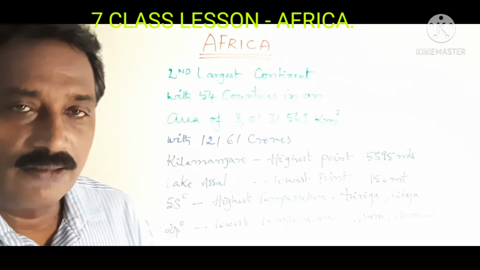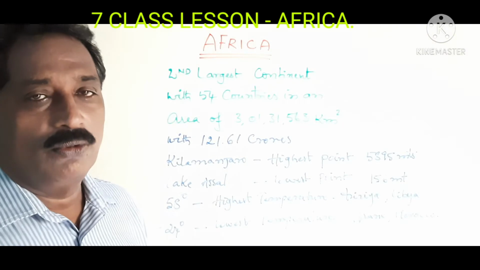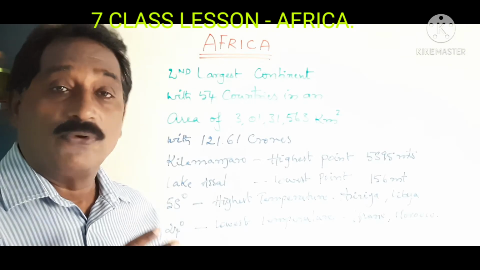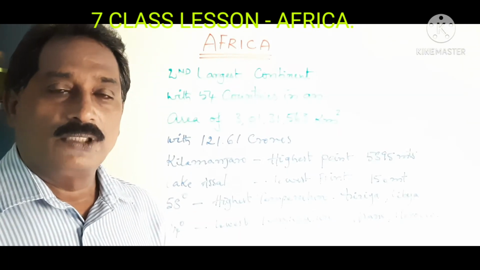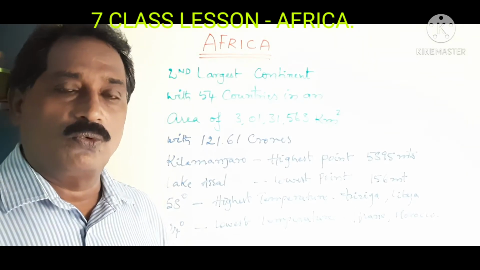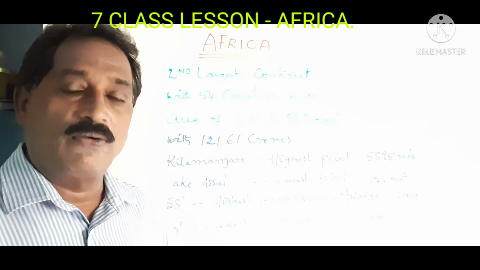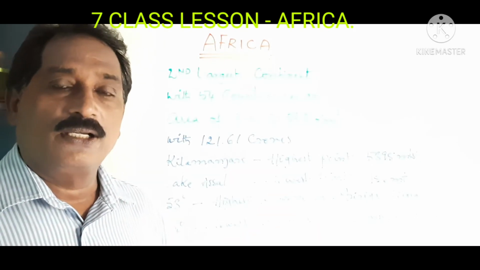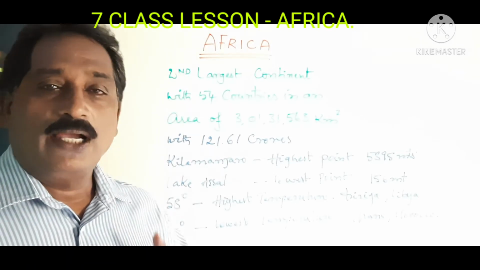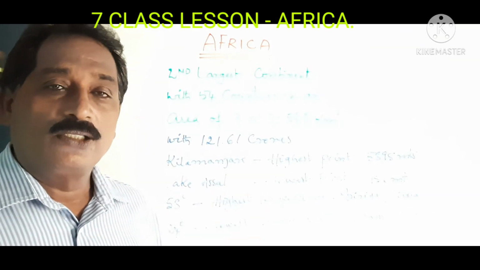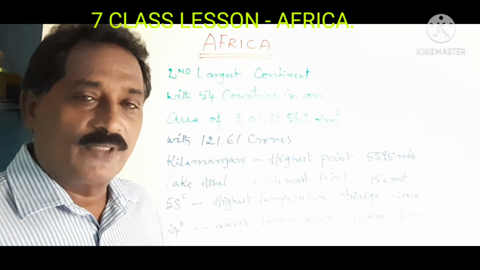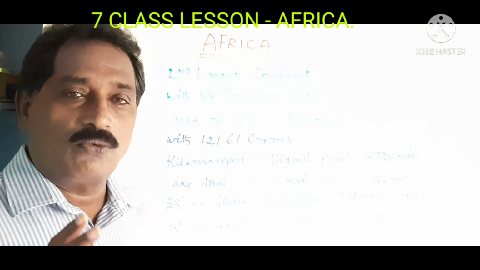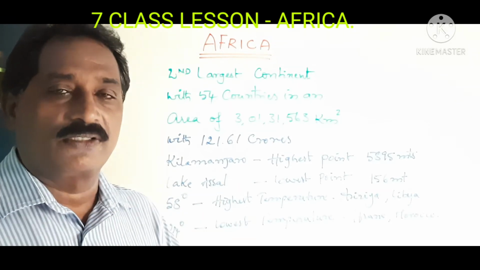Africa, of course, we know, is the second largest continent on the earth's surface. It has 54 countries and a vast area, 3 crore 1 lakh 31,563 square kilometers. It has the highest temperature, lowest temperature, highest point and lowest point. Before we learn them, we must go through the boundaries. What are the boundaries of Africa on the earth's surface? Let us see.